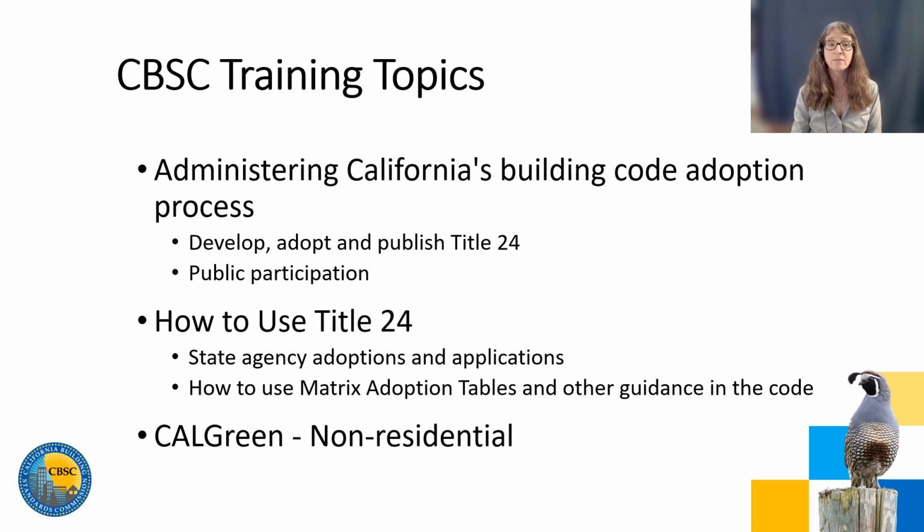Title 24 is a very large and complex code, so our second topic focuses on how Title 24 is organized and how a user can tell when and where to apply particular code sections. Because state agencies involved in the development of the code only have authority for specific occupancies, it is important to understand the methods used within Title 24, such as matrix adoption tables and agency banners, that aid the code user in determining the applicable code sections for various occupancies.